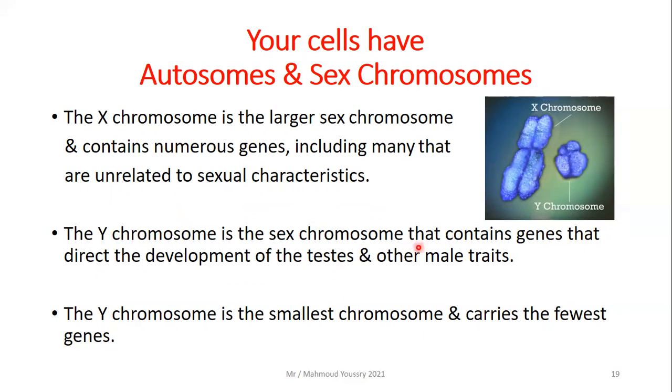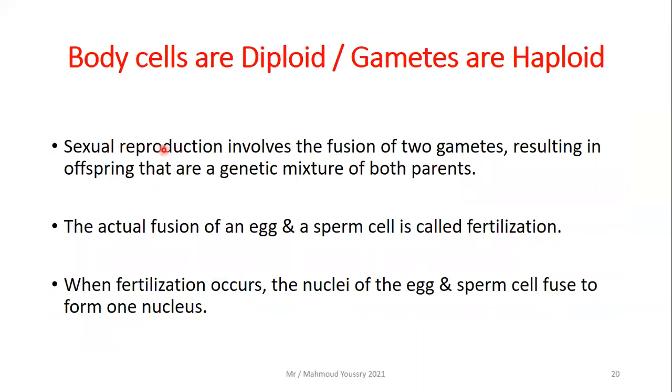But the Y chromosome is the sex chromosome that contains genes that direct the development of the testes and other male traits, like growing beards and mustaches, for example. The Y chromosome is the smallest chromosome and carries the fewest genes. Then your body cells are diploid while gametes are haploid.